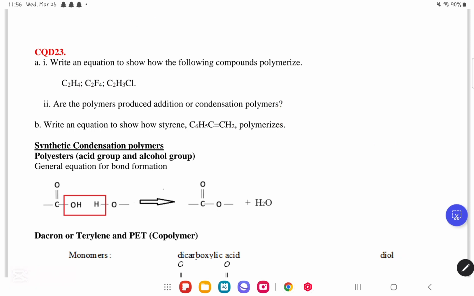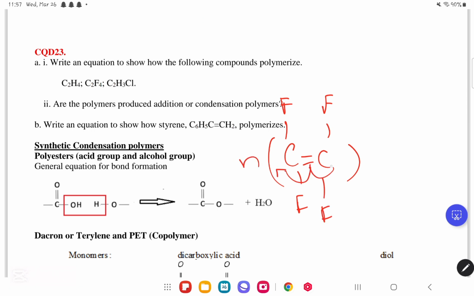Now it's the same thing for C2F4, so it's C double bond C, F, F, F, F, and then you have n over here. And then you break the double bond, it will be C single bond C, and then F, F, F, F, and then you will have an n over here.